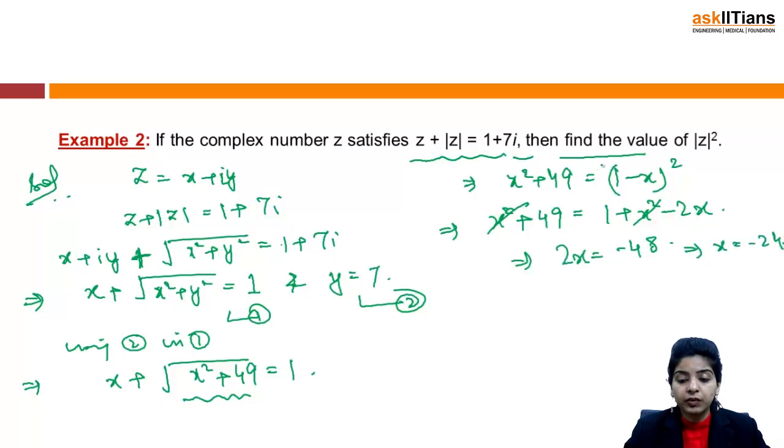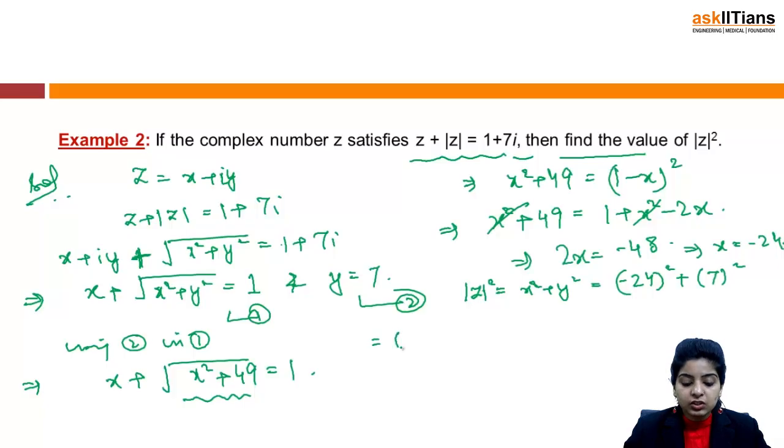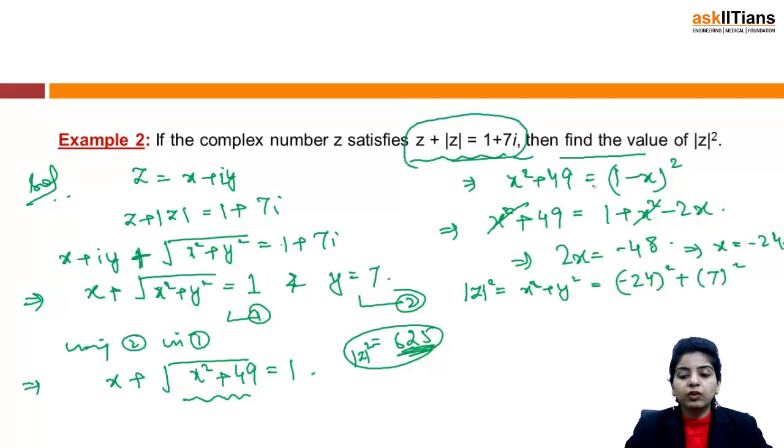And what were we required to find? We were required to find out the value of mod z square, right? So my mod z square would be x square plus y square, which would be equal to minus 24 whole square plus 7 square. So this is equal to 625. So this is the required answer. So mod z is simply under root of x square plus y square. I have utilized the given condition, and we have found out the value of modulus of z square.